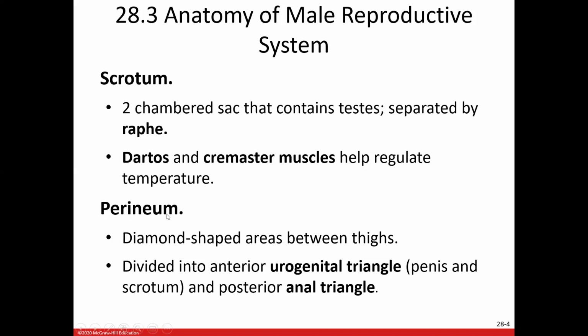Then you have another structure called the perineum, and this is basically just the entire outer diamond shape between the thighs, but also between the penis and scrotum and the coccyx bone of the spinal column.